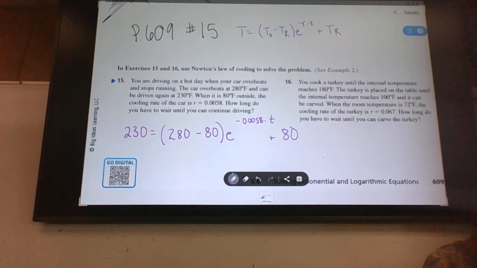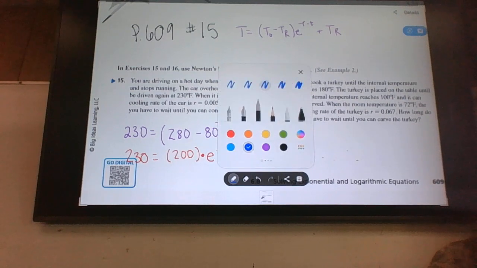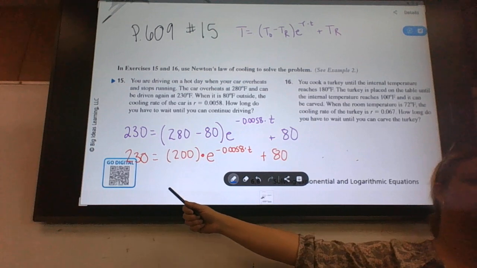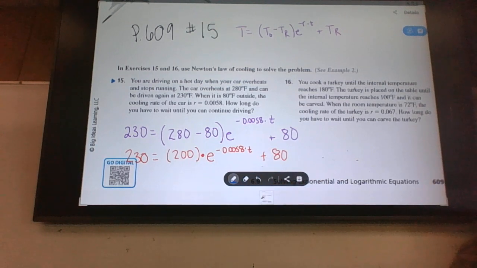So some pretty easy subtraction here. This will go down to 200. I like to put in a multiplication dot next to the parentheses. And then, of course, I want to subtract the 80 over, get that out of the way. You do everything you can to simplify your equation. Now we're at 150.